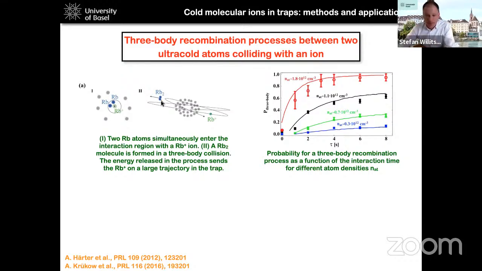So in a three-body collision, we can form a bound molecule out of two ultracold rubidium atoms, and the excess energy, the binding energy or parts of the binding energy that is released in these three-body collisions, is then taken up by the rubidium ion. They explored this as a function of the density of the atom cloud, and one can see that in order to get an appreciable three-body association probability, one needs rather dense atom clouds, much denser than one usually gets in a MOT.